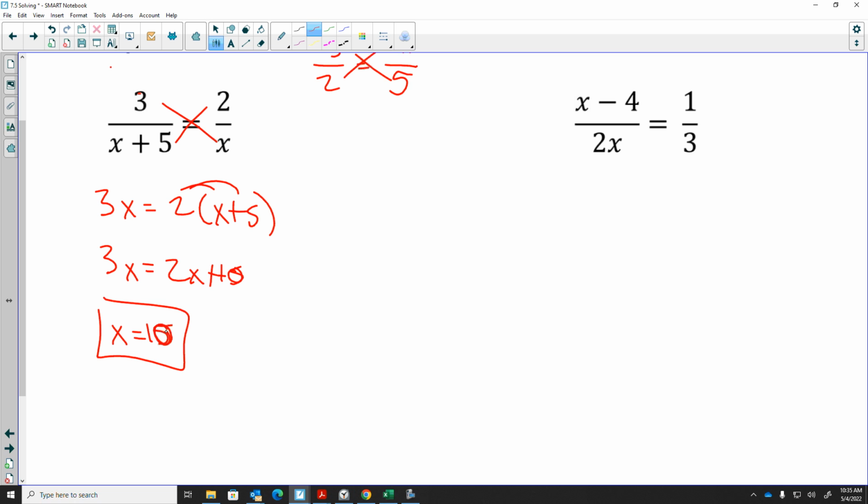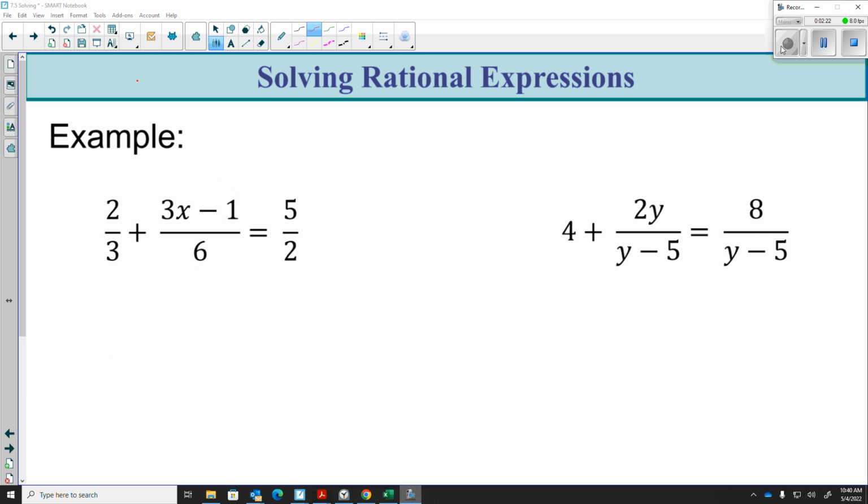All right, let's do one more quickly. Actually, why don't you try that one on your own for like a minute. Ready, set, go. What do you think you should do first? You still want to do cross multiplication? Well, I'm just saying, if you do cross multiplication, what happens to this?